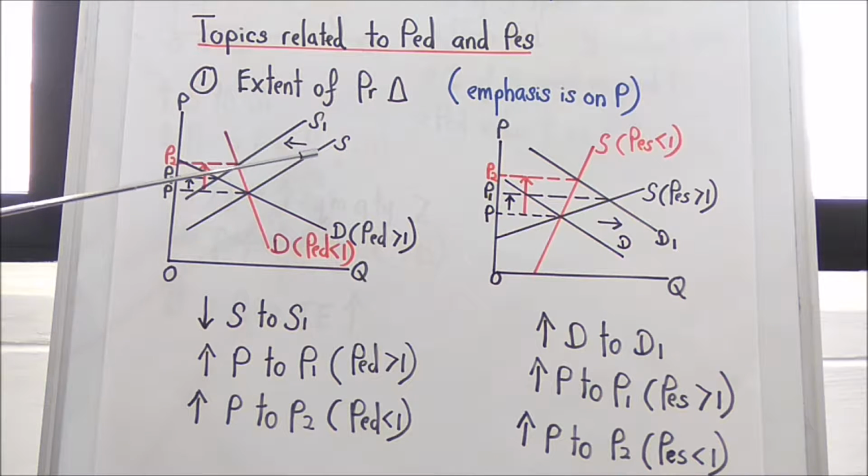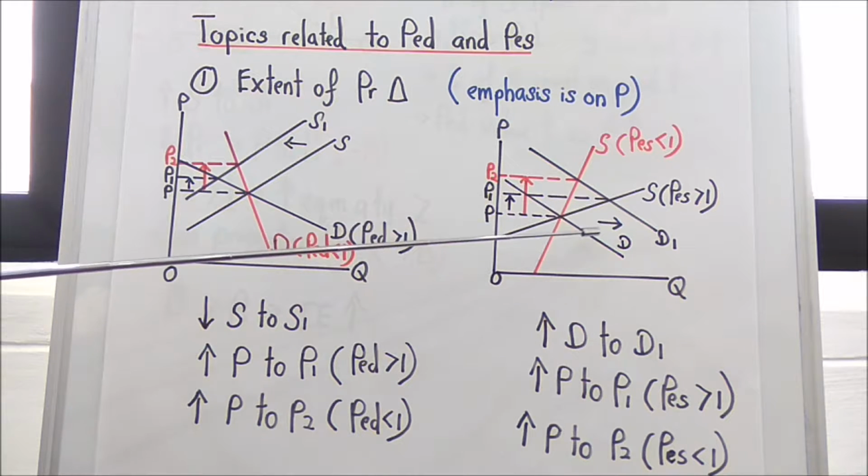When supply decreases from S to S1, if PED is more than 1, the price increases from P to P1. However, if PED is less than 1, the slope of the demand curve will be steeper and the price increase will be greater from P to P2.